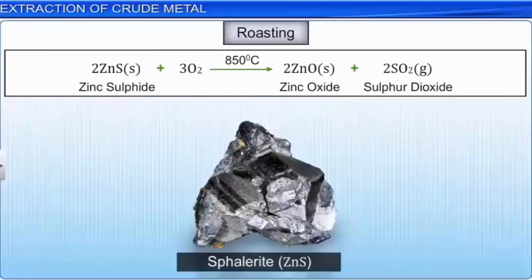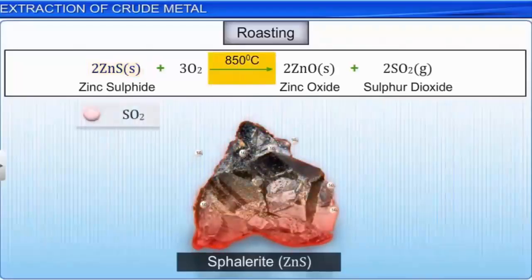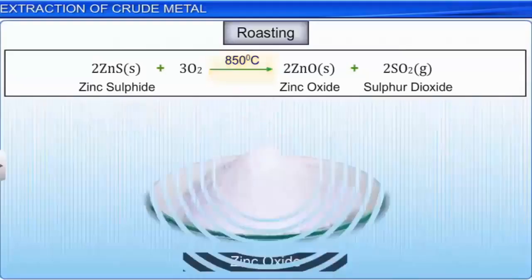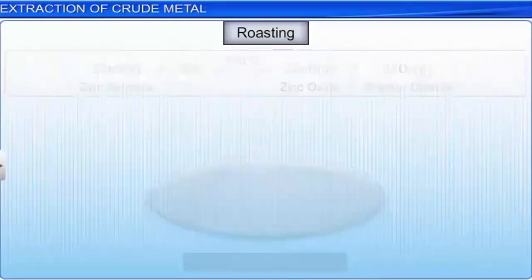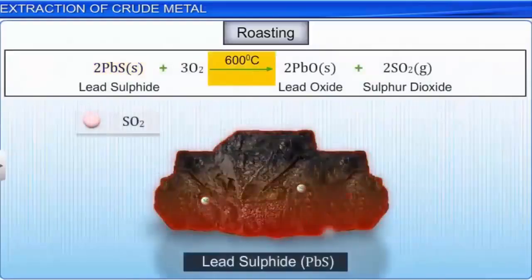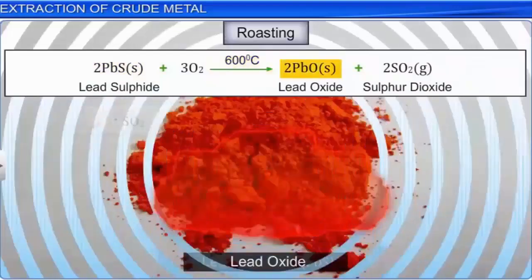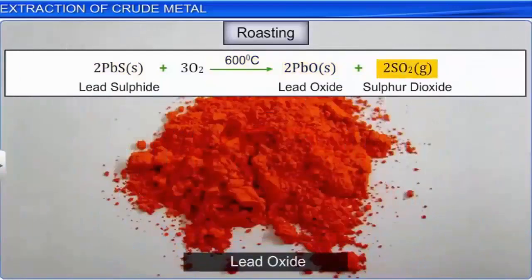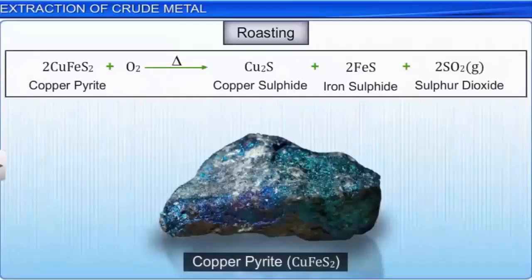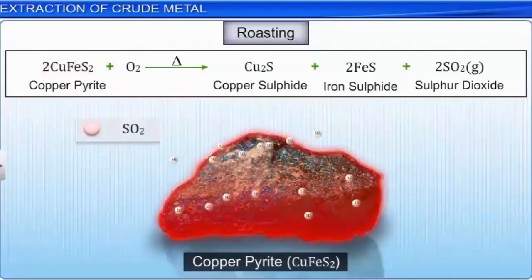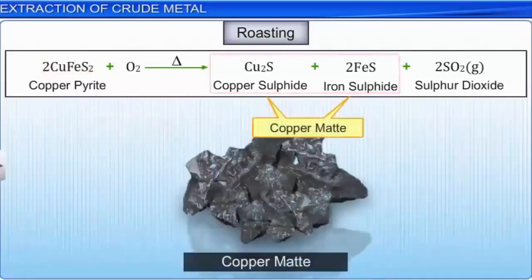For example, sphalerite or zinc sulfide is heated at about 850 degrees centigrade to give zinc oxide and sulfur dioxide. Lead sulfide is roasted at about 600 degrees centigrade to give lead oxide and sulfur dioxide. When sulfide ores of copper, like copper pyrites, are subjected to roasting, copper is produced in the form of copper matte, which contains copper sulfide and iron sulfide.